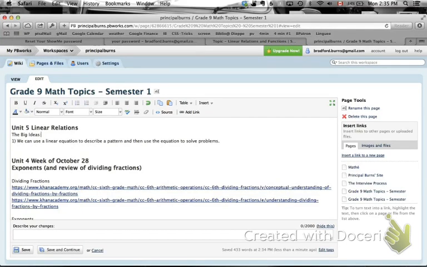Okay, today we're looking at the first part of our new unit, which is on linear relations, and the first big idea, which is that we can use a linear equation to describe a pattern and then use the equation to solve problems.